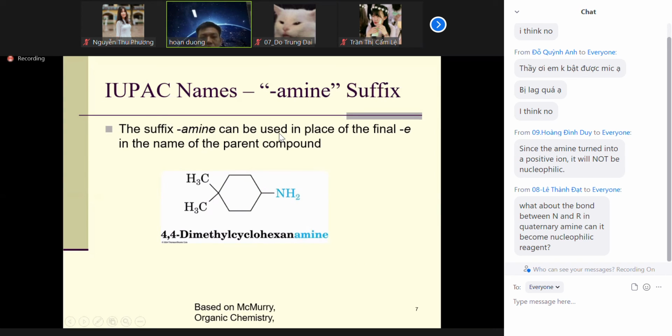Alright, so here you have one more. If you have a substituent here, the suffix of amine you should put here, it should be 1, right? So here you should count 1 and 2, 3, 4, and not this one. You call it 4,4-dimethylcyclohexanamine. Okay, so that's how the IUPAC name would be called.